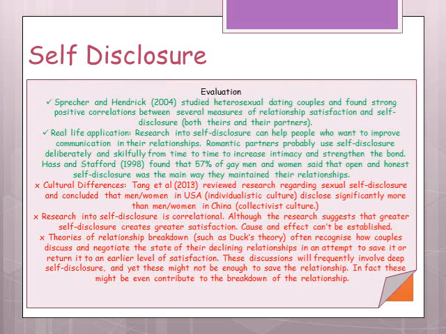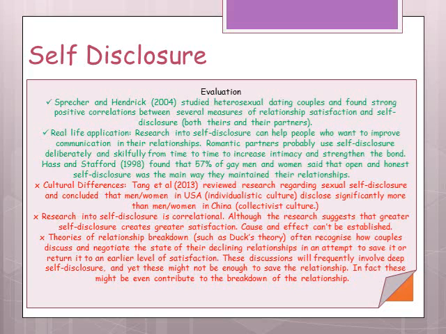So a strength is that heterosexual dating couples were studied and there was found to be a strong positive correlation between both measures of relationship satisfaction and self-disclosure, both theirs and their partners. However, we could have a counter-argument there that it's only focusing on heterosexual relationships, so it doesn't necessarily apply to homosexual relationships. It would be a generalisation to apply it. Also, it could be socially sensitive in that it's only focusing on heterosexual relationships.